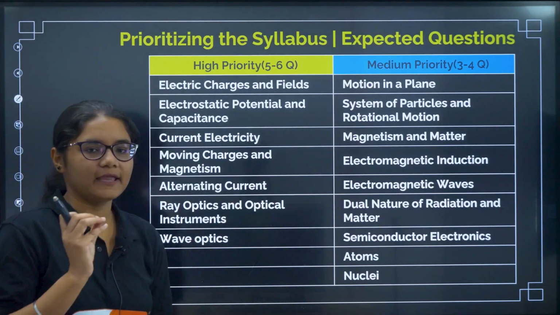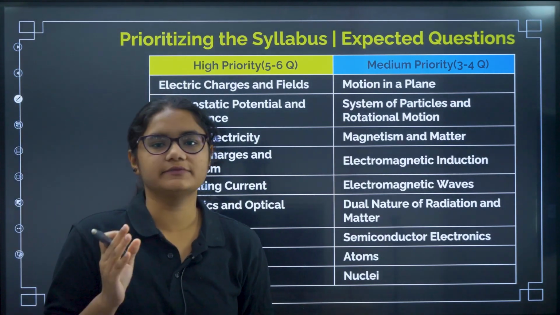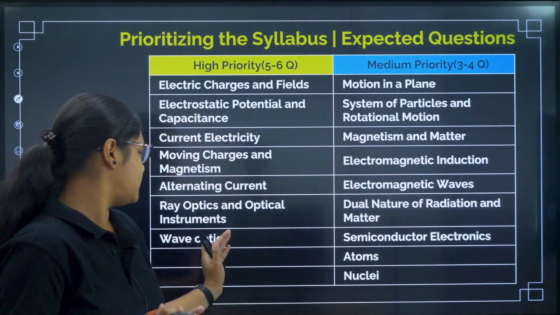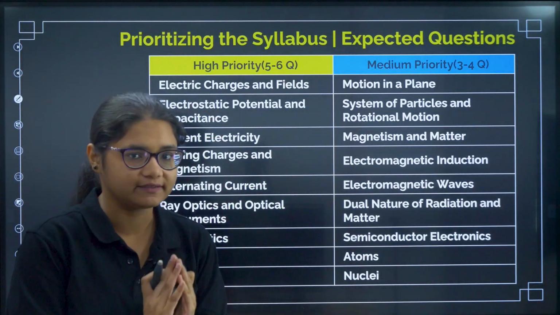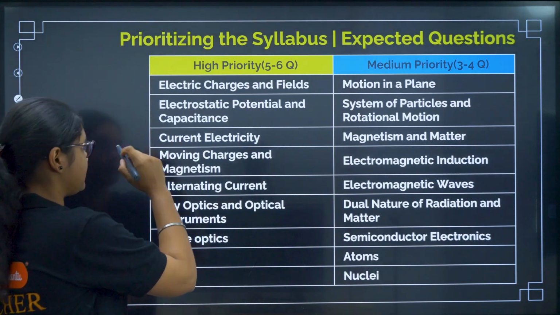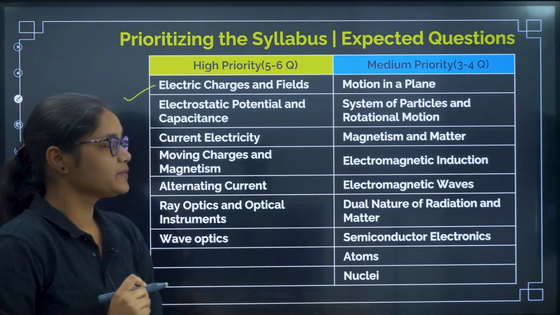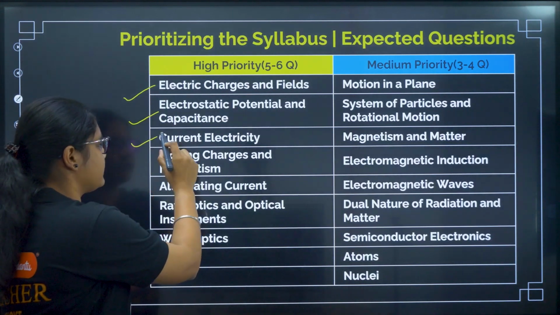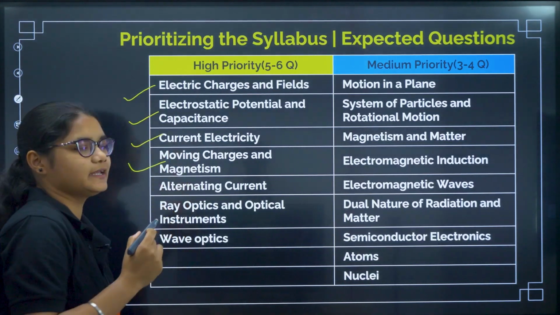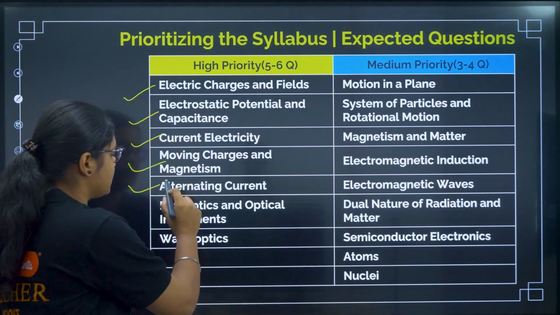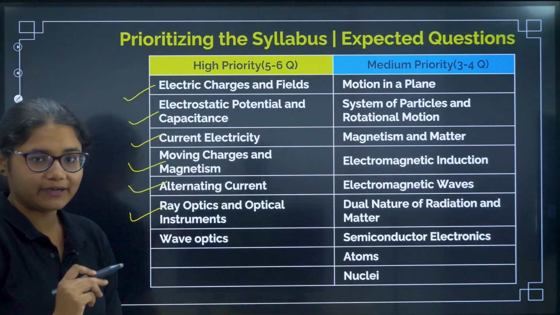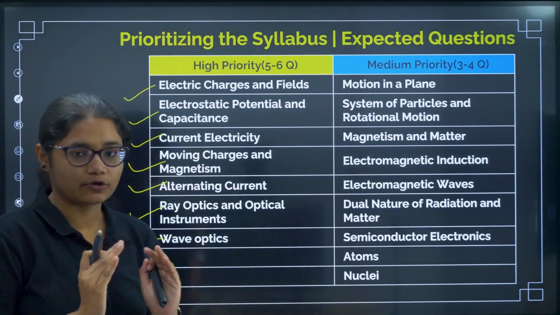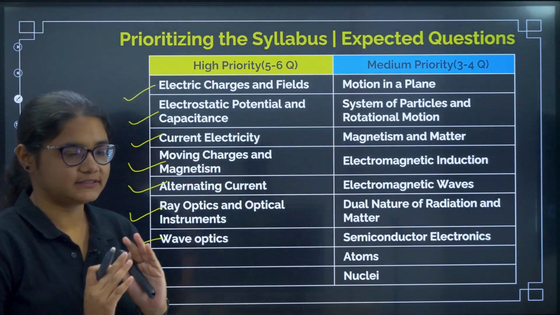So first, coming to your high priority chapters, these are the chapters from where you can expect 5 to 6 questions. This classification we have done based on the previous year papers. The first chapter is electric charges and fields. Second, electrostatic potential and capacitance. Then we have current electricity. Next we have moving charges and magnetism. Then we have alternating current, ray optics and optical instruments, and wave optics. Okay, so practice the questions of these chapters thoroughly and solve more questions from these chapters.